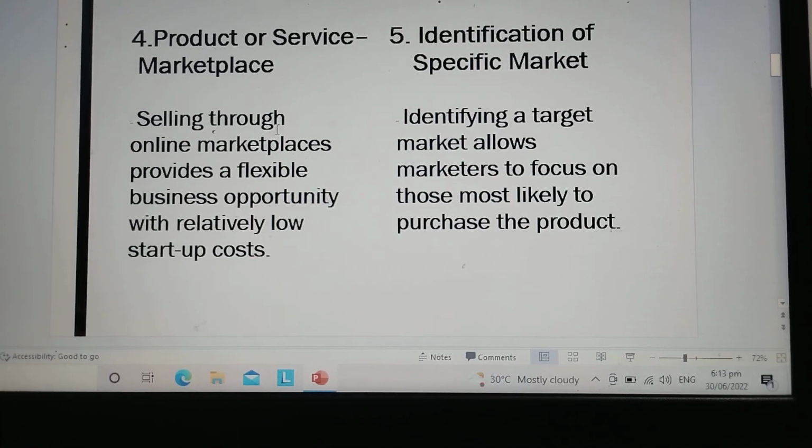For the fifth one, we have identification of specific market. Identifying a target market allows marketers to focus on those most likely to purchase the product. Limiting the population funnels research and budgets to the customers with the highest profit potential.